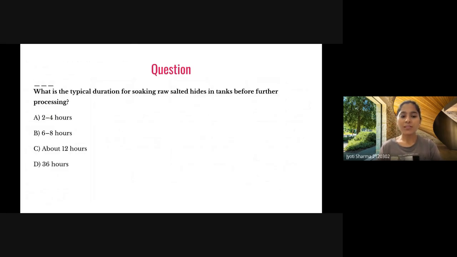Okay, so what is the typical duration for soaking raw salted hides in a tank before further processing? 2 to 4 hours, 6 to 8 hours, about 12 hours, 36 hours.